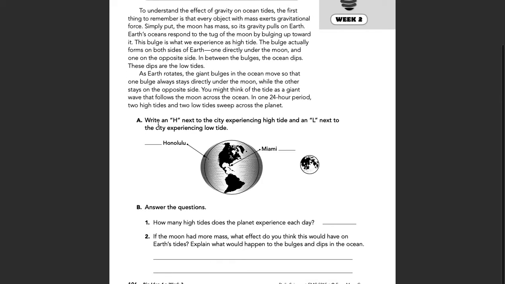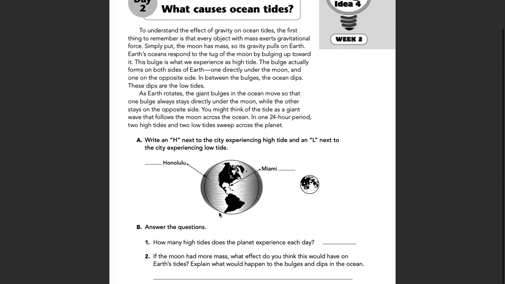Alright, so in part A, it wants us to write an H next to the city experiencing high tide and L next to the city experiencing low tide. So where there's those where it bows out, those are the high tides. And remember, in the middle is where that ocean dips, so that's where there would be a low tide. Okay, so if we have Honolulu over here, as you can see, we're bowed out over here, so that would be a high tide.